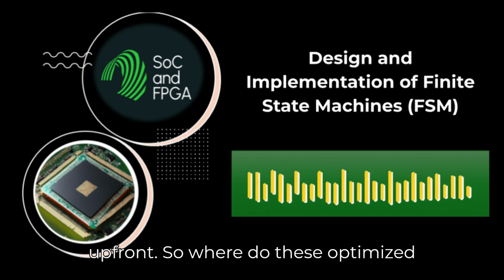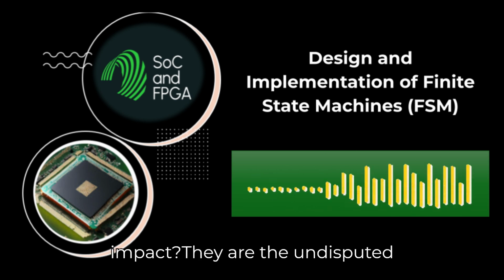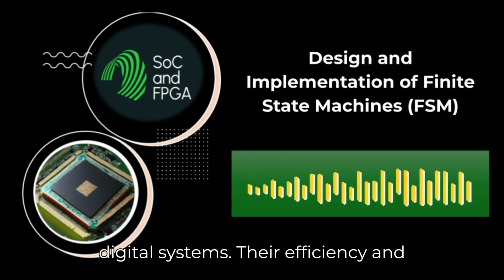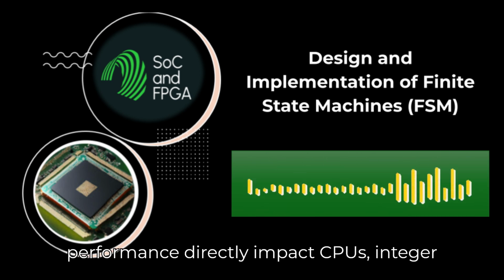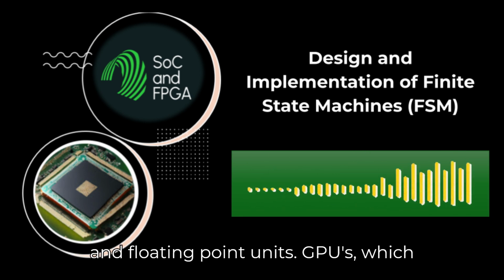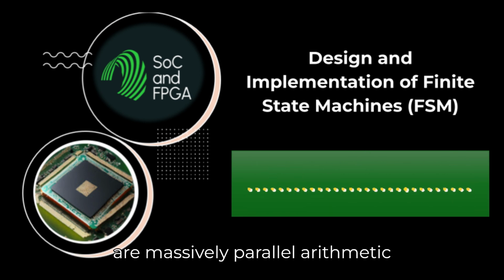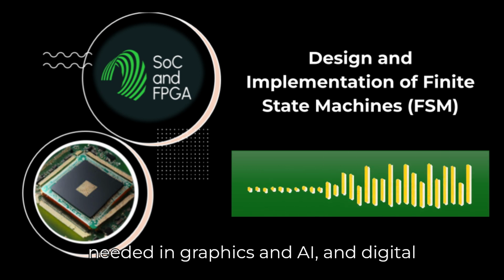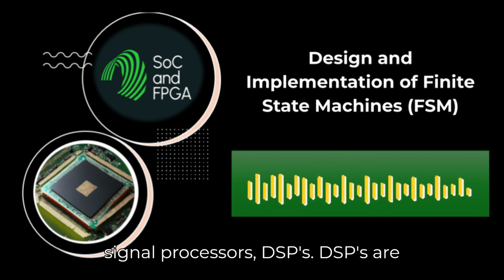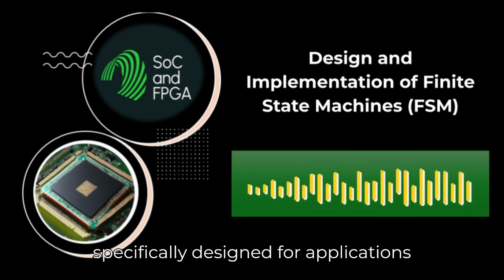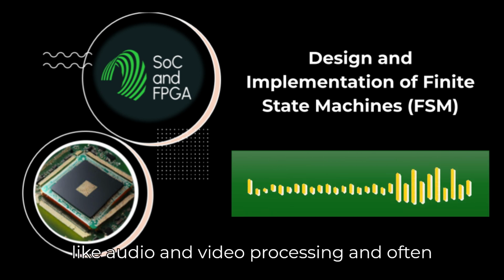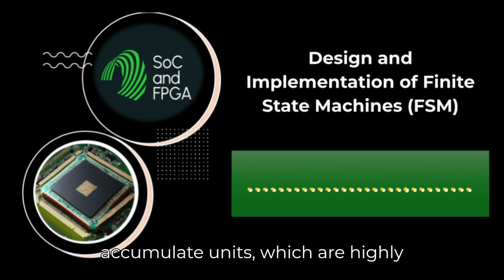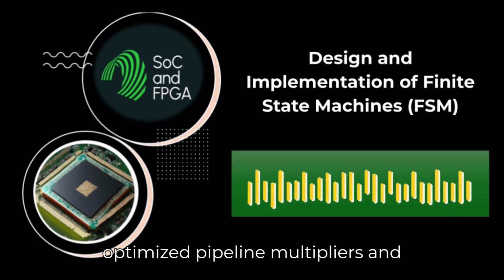So where do these optimized arithmetic circuits have the biggest impact? They are the undisputed computational backbone of nearly all digital systems. Their efficiency and performance directly impact CPUs, integer and floating point units, GPUs, which are massively parallel arithmetic engines, especially for floating point needed in graphics and AI, and digital signal processors, DSPs. DSPs are specifically designed for applications like audio and video processing and often feature specialized ML units. Multiply accumulate units, which are highly optimized pipeline multipliers and adders.